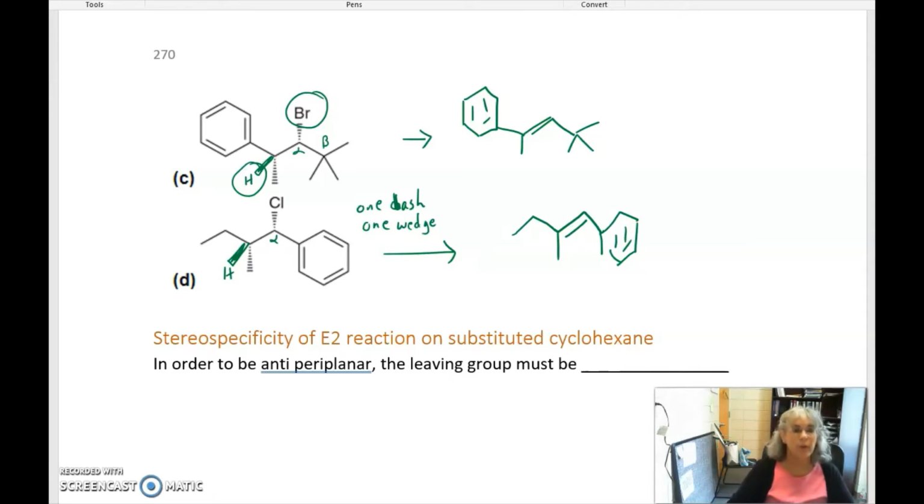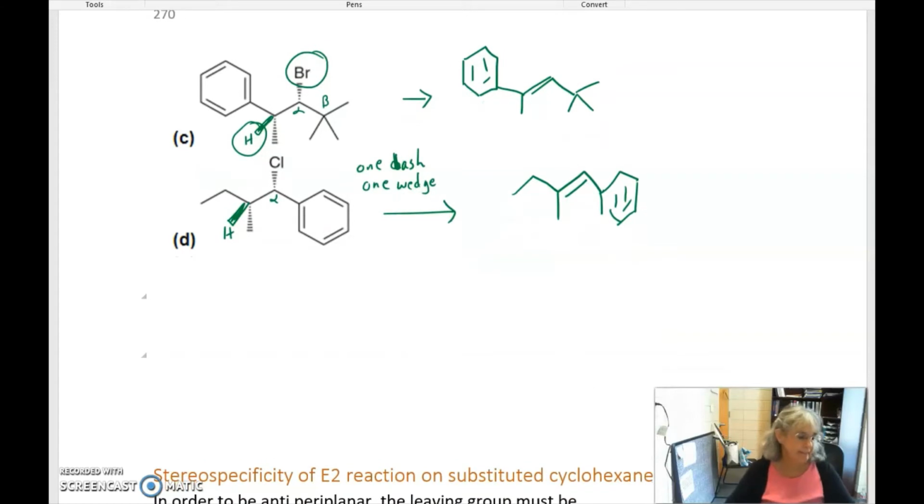I want to do one more, and I'm going to have to give myself some space. This is G in your book. It's got halogen right here. Okay, so this is very similar to this one. It's minus this methyl group. So we've got 2 hydrogens that could come from here.